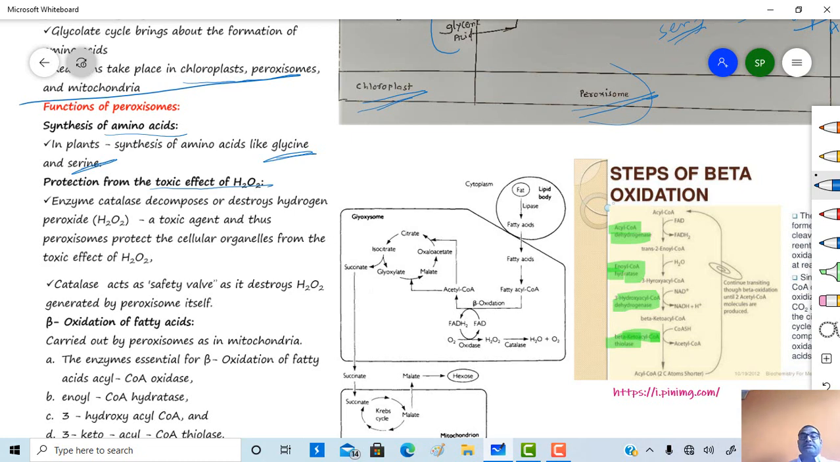The enzyme catalase plays an important role in the decomposition of hydrogen peroxide, which is a toxic agent, and thus the peroxisome protects the cellular organelles from the toxic effect of hydrogen peroxide. Catalase here acts as a safety valve, as it destroys the hydrogen peroxide generated by the peroxisome itself.